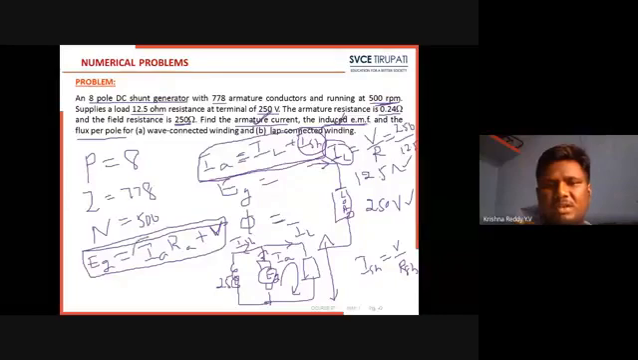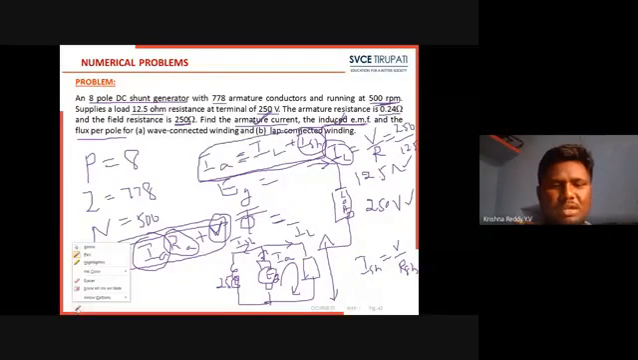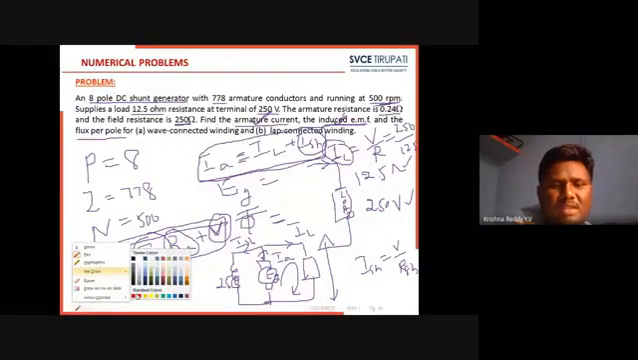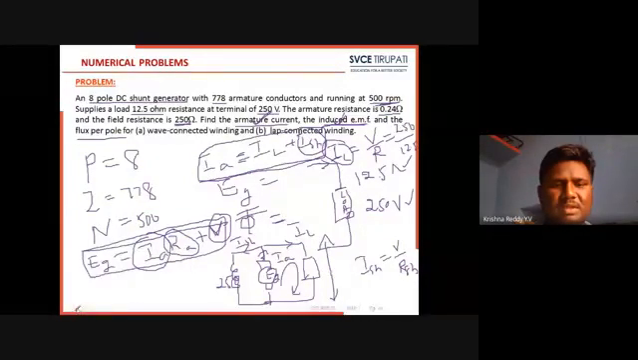Because we know the value of armature resistance, armature current and terminal voltage, by substituting all the values, we can get the EC. After that, we need to calculate the flux per pole when it is a lap winding and when it is a wave winding.